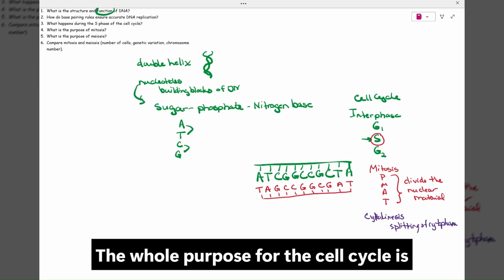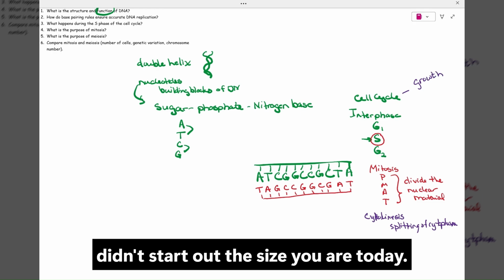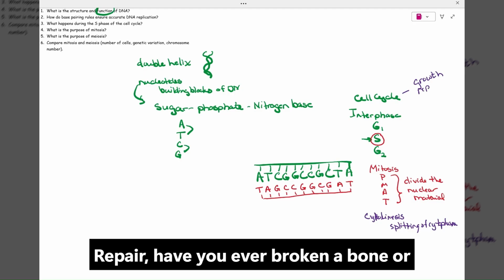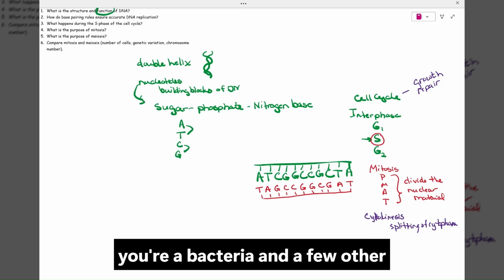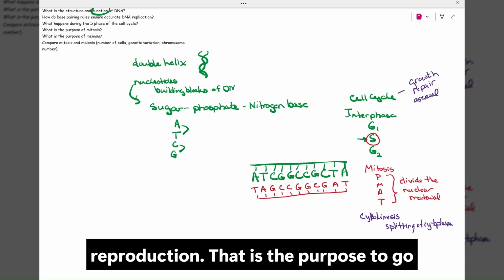The whole purpose for the cell cycle is for growth. You didn't start out the size you are today. You had to get more cells to get there. Repair. Have you ever broken a bone or scratched your skin? And if you're a bacteria and a few other organisms, you use it for asexual reproduction. That is the purpose to go through the cell cycle.